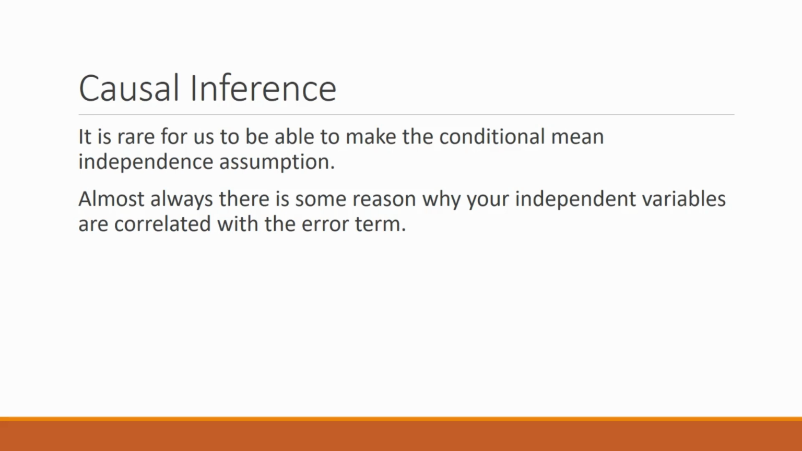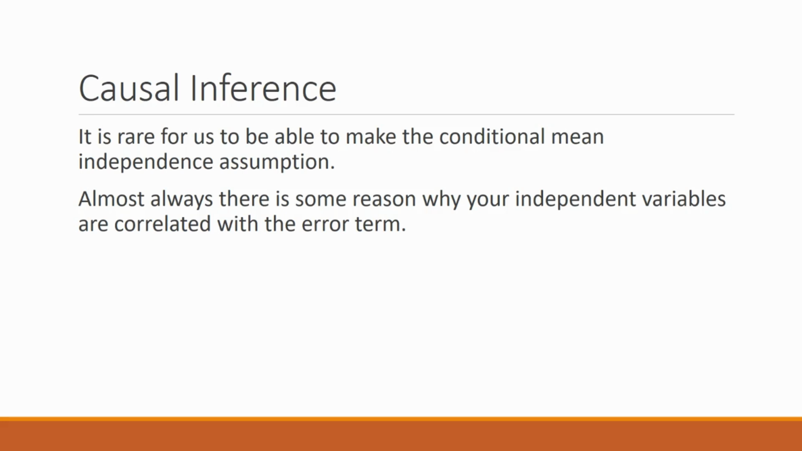Omitted variable bias is the bias that is caused by omitting an important or relevant variable from the model that is also correlated with the independent variables. Omitted variable bias is a violation of the conditional mean independence assumption.